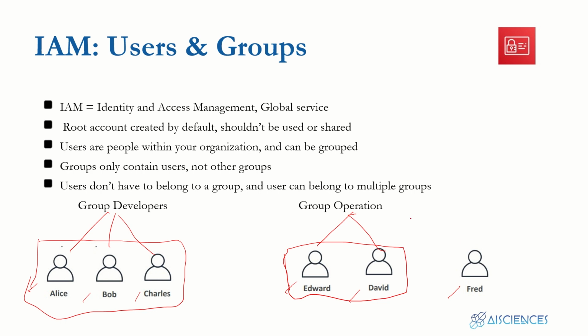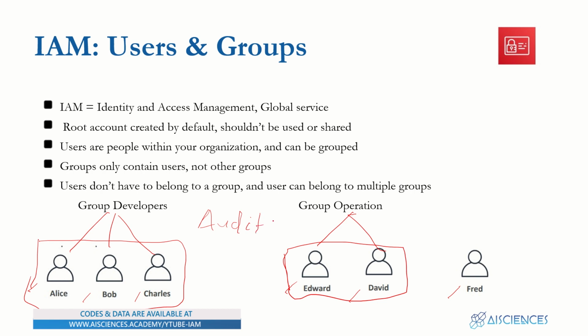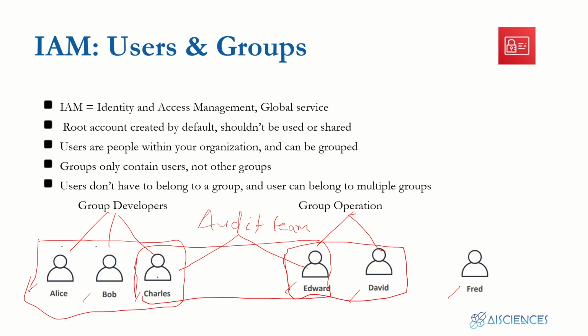And every user has a permission. For example, let's say we have another group, the group audit team, right? Pardon me for my bad writing. Let's say Charles and Edward belong to this group audit team. Charles also belongs to the group developers, and he also belongs to the group audit team. And Edward belongs to the group operation, and he also belongs to the group audit team.